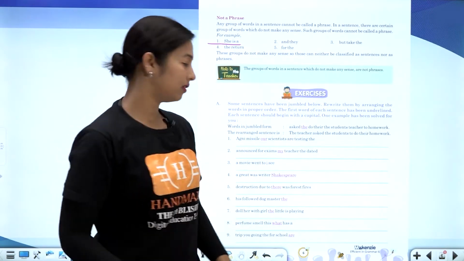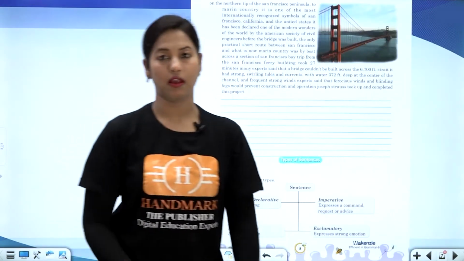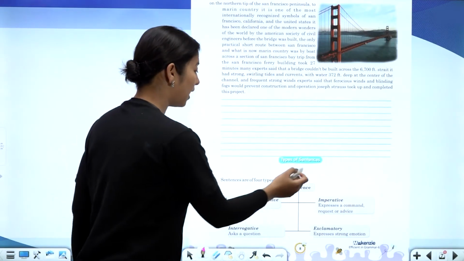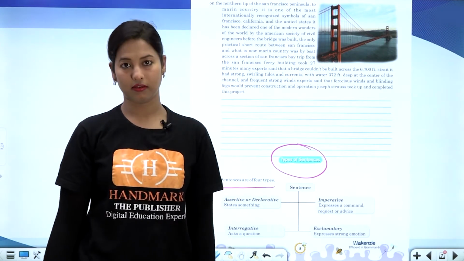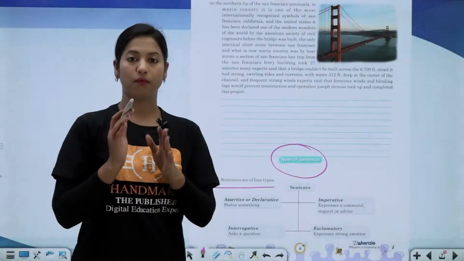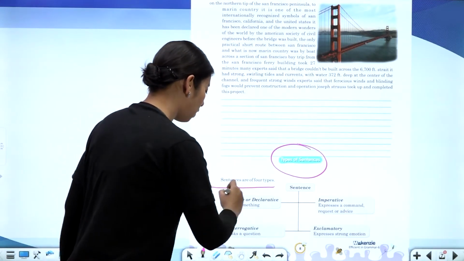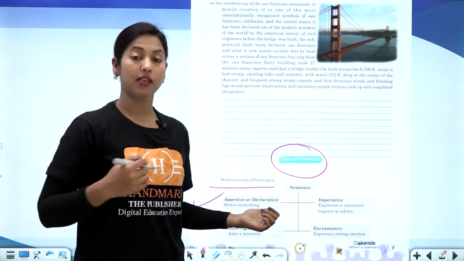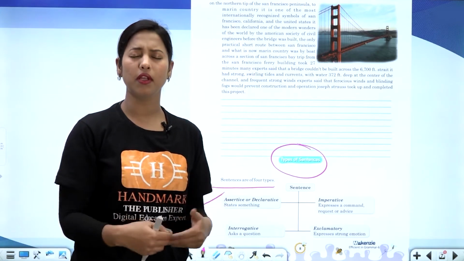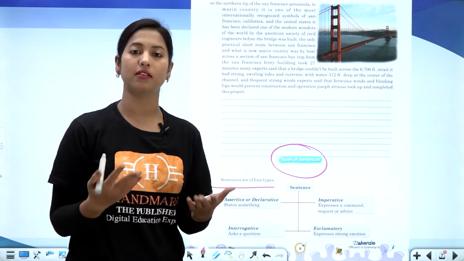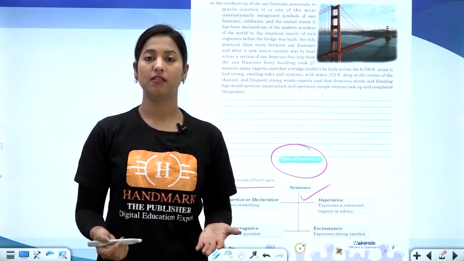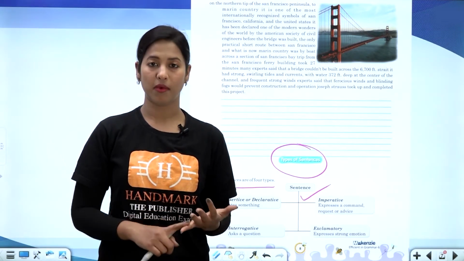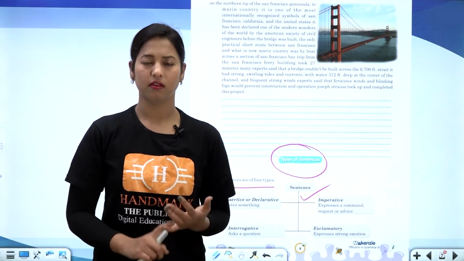Now, let's understand the types of sentences. We have 4 types of sentences in English grammar. First one is assertive or declarative sentence. These are sentences that simply give a declaration or a statement. Imperative sentences are sentences that express any advice, any comment or any request, right?